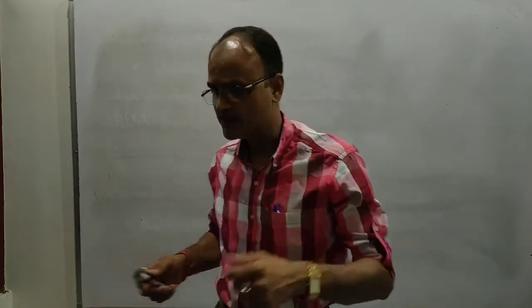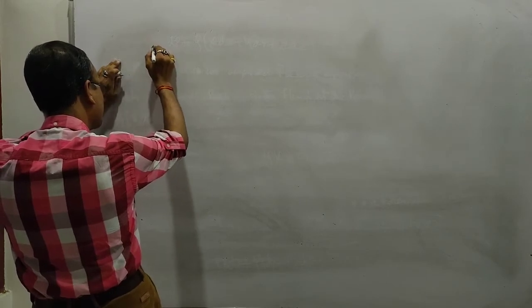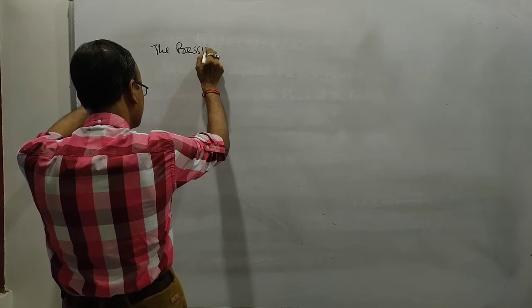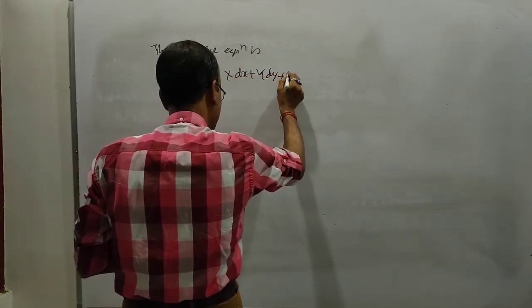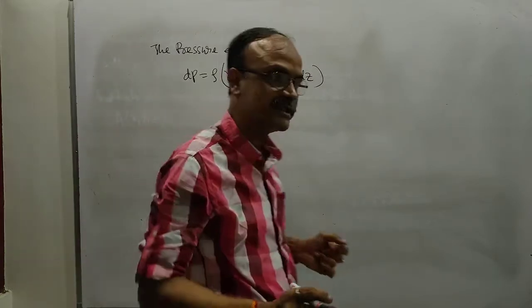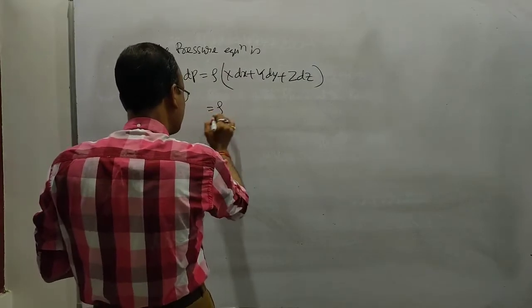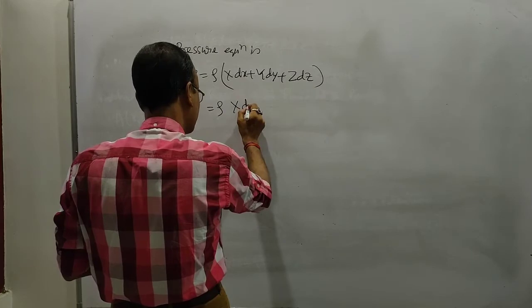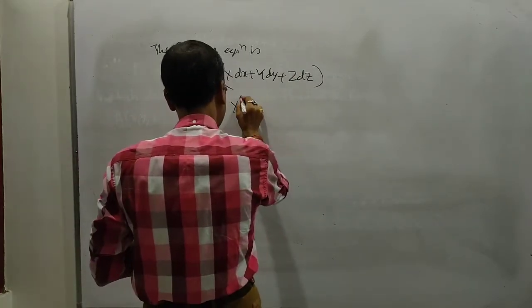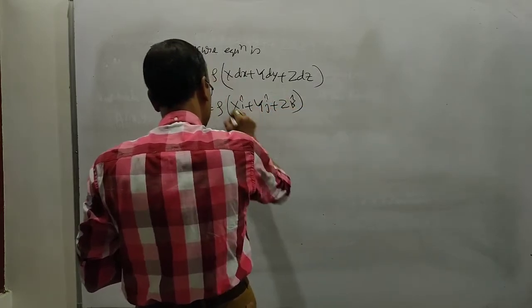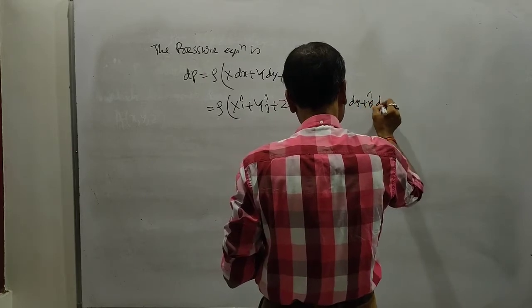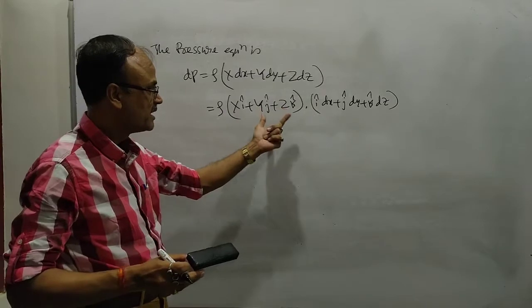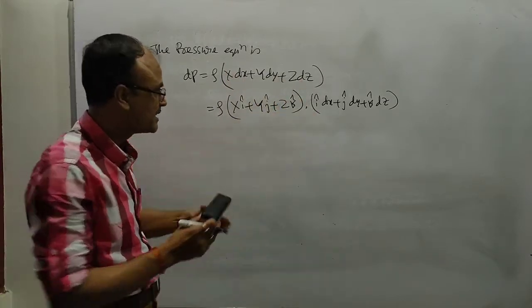Now, we are going to discuss a theorem. Before this, the pressure equation we have just found is dP equal to rho times x dx plus y dy plus z dz. This pressure equation can be written as rho times (x i cap plus y j cap plus z k cap) dot (i cap dx plus j cap dy plus k cap dz), using the dot product, which equals x dx plus y dy plus z dz.